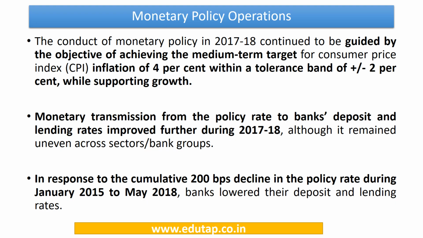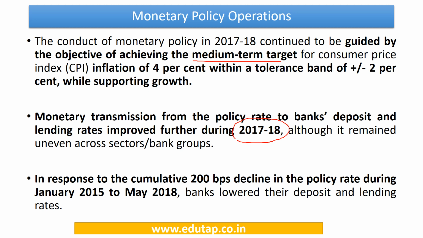Now the conduct of monetary policy in 2017-18 was guided by the objective of the medium term target, and the medium term target for CPI is, we all know, 4 plus minus 2% while supporting growth. And the monetary transmission from the policy rate to the banks' deposit and lending rates has improved further during 2017-18. So the rate cuts which the RBI is making are gradually being passed on to the customers through the banks.